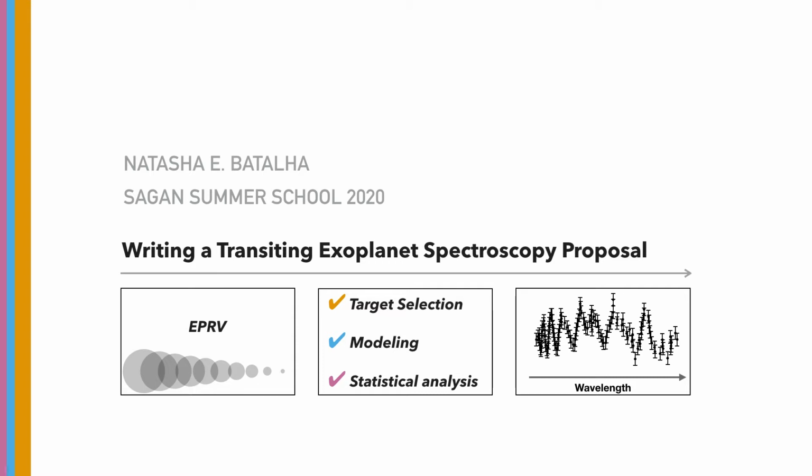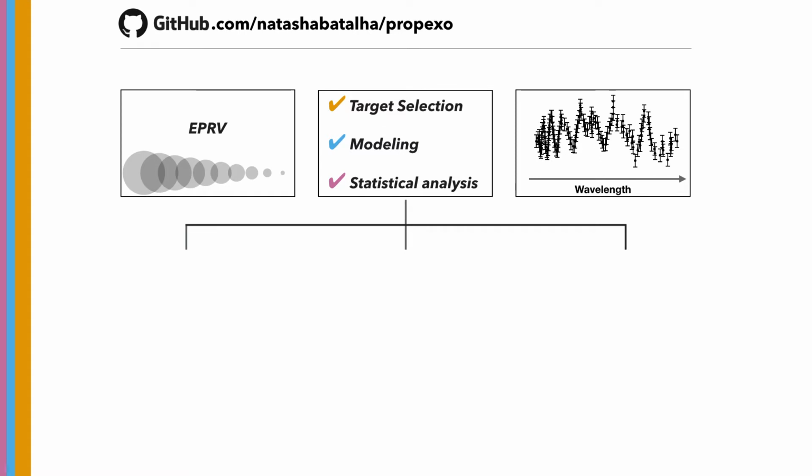I'll be discussing exoplanet atmospheres from the perspective of writing a proposal to obtain atmospheric spectroscopy data from either the James Webb Space Telescope or the Hubble Space Telescope. So I'm going to focus on three aspects: target selection, modeling, and the statistical analysis.